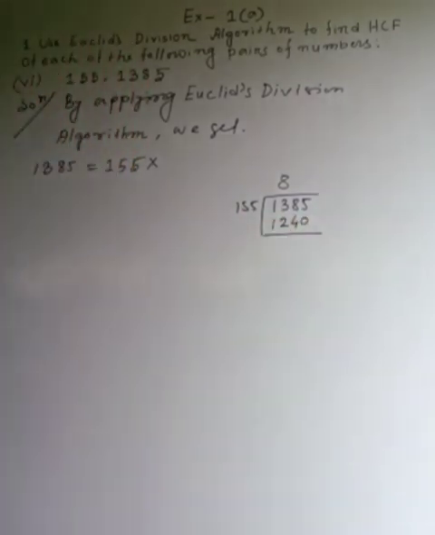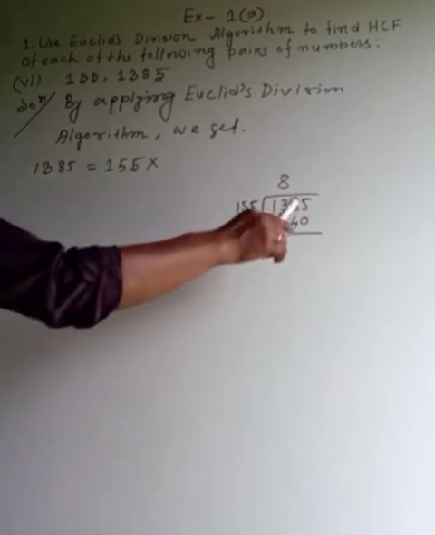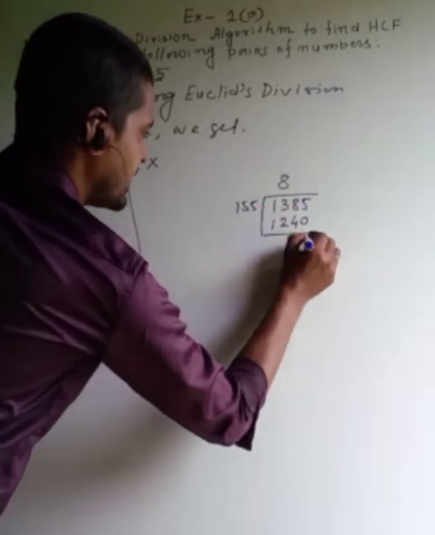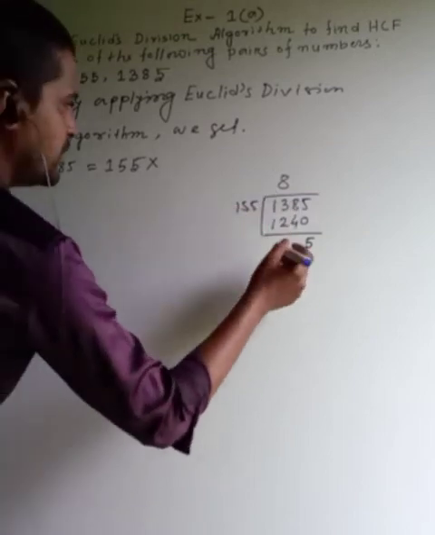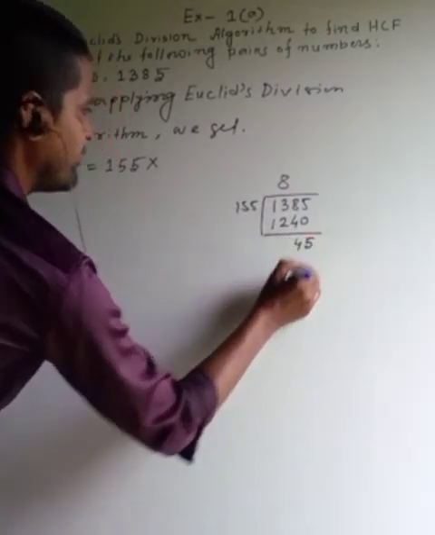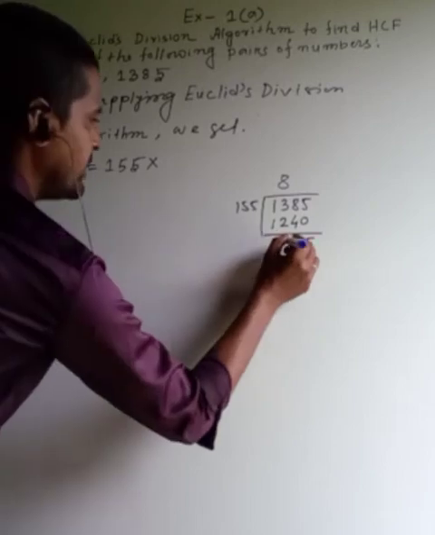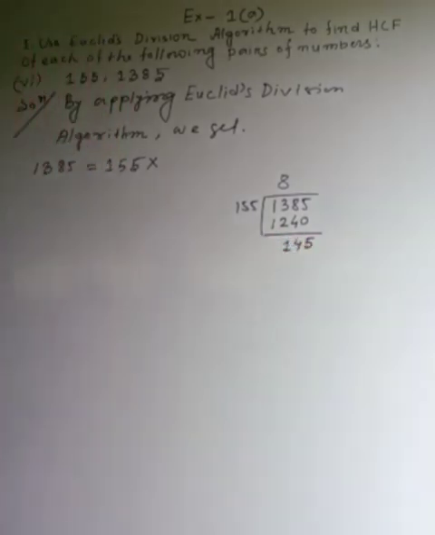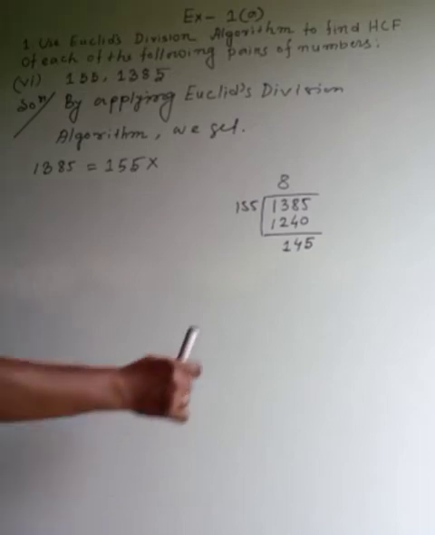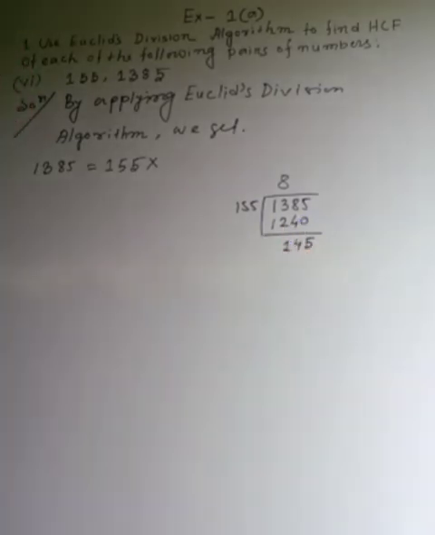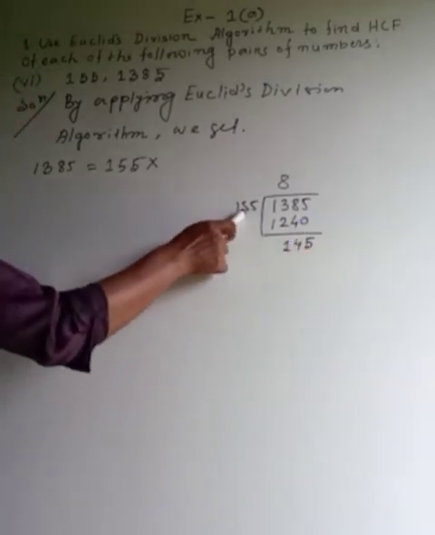Now we have to do subtraction. So 5 minus 0, it's 5. 8 minus 4, it's 4. 3 minus 2, it's 1. Then 1 minus 1 is 0. So 145 you got, and divisor was how much?